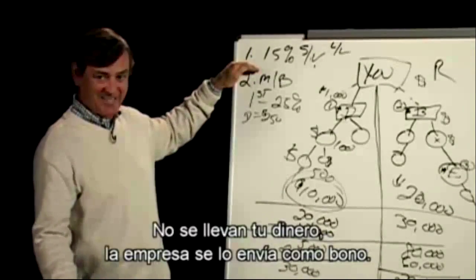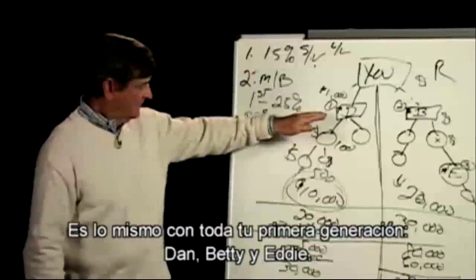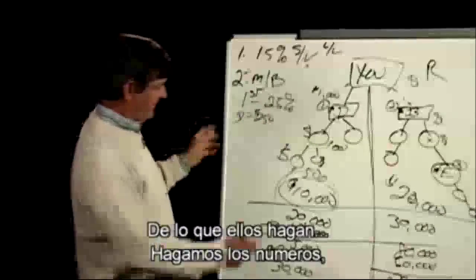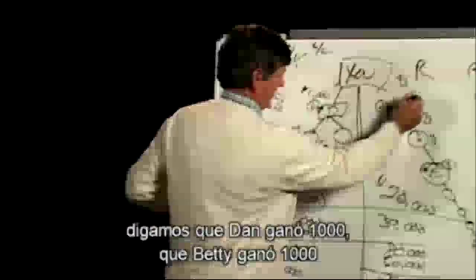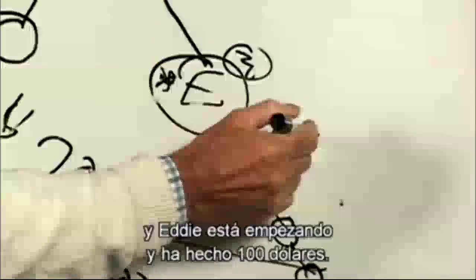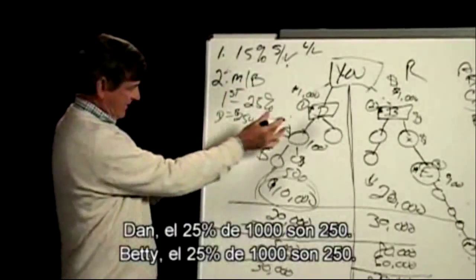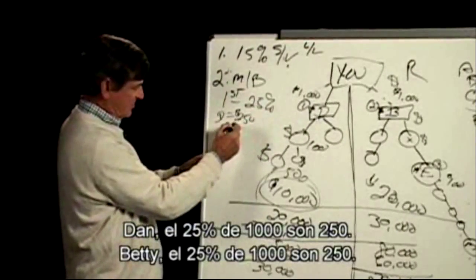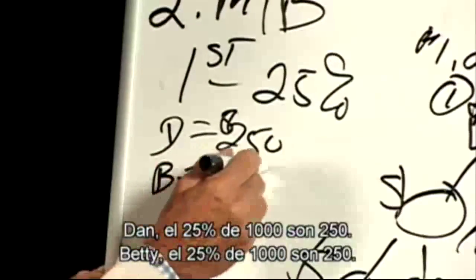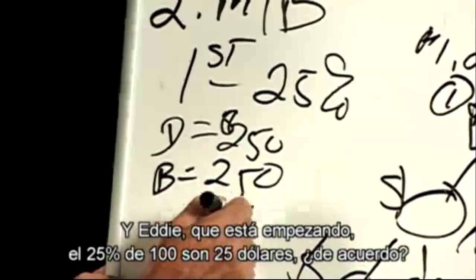They don't take your money. The company sends that as a bonus. Same thing. First generation, Dan, Betty, and Eddie, whatever they earn, and let's do the math. Let's say that Dan earned $1,000. Let's say that Betty earned $1,000. And let's say that Eddie's just getting started, made $100. Well, on Dan, 25% of $1,000 is $250. On Betty, 25% of $1,000 is $250. And on Eddie, just getting going, 25% of $100 is $25, right?